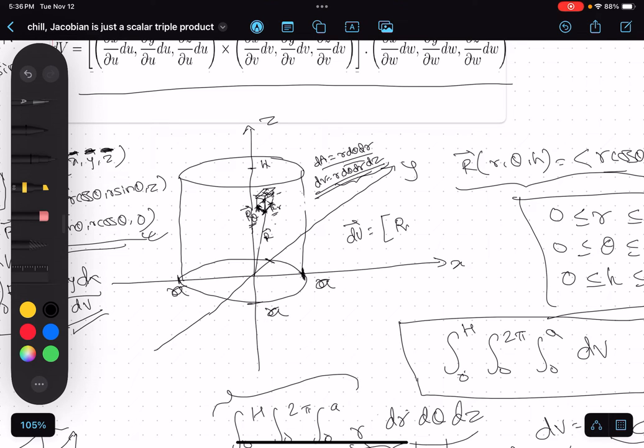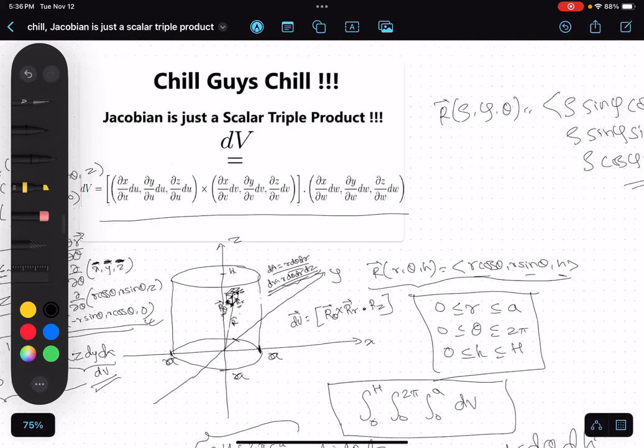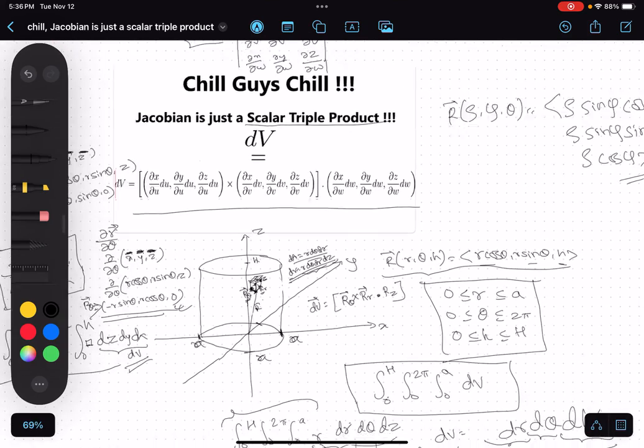Basically I can write it as a change in r due to theta cross change in r due to r, dotted with change in r due to, this is not y, this is z actually. Change in r due to z. So you see that, right? And that's why now if you want to find dv, let's try to find it.